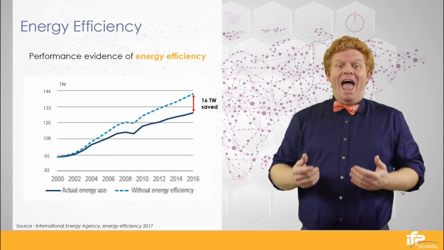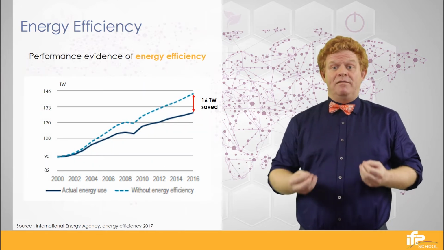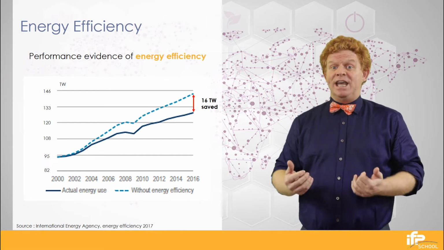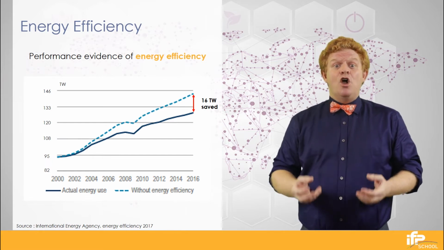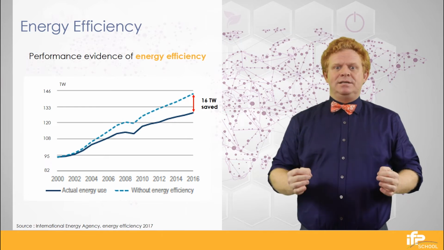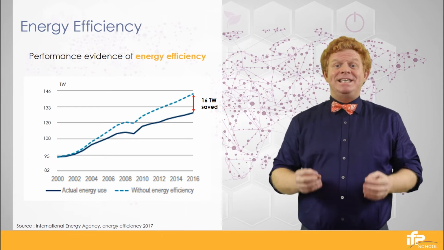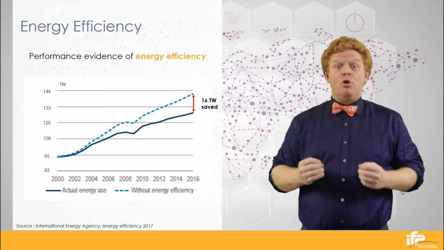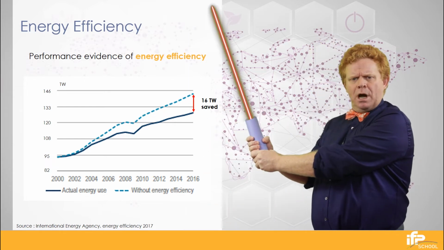To go further, have a look at this graph. The difference between the two lines represents the gain of energy done thanks to energy efficiency programs. From 2000 to 2016, we saved 16 terawatts. This is really a huge quantity of energy. It's equivalent to the energy needed to run 16 lightsabers from the Star Wars movie.